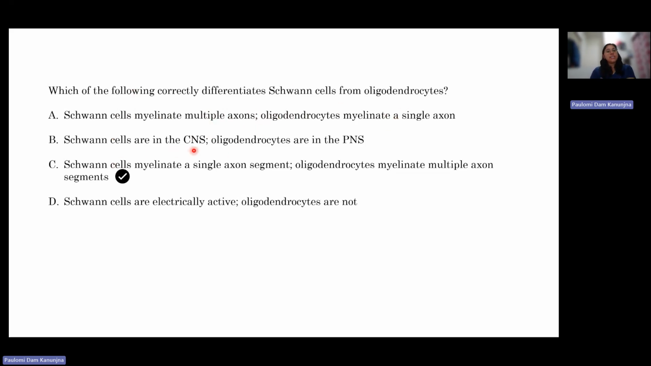Schwann cells are present in the CNS, which is also incorrect because we just discussed that oligodendrocytes are present in the CNS. So this is also the opposite. This one is therefore correct: Schwann cells myelinate a single axon, oligodendrocytes myelinate multiple axons. And Schwann cells are not electrically active, so this option is incorrect. Schwann cells do not participate in action potential generation. So this option is also incorrect, right?